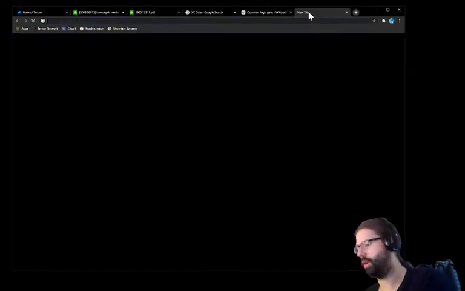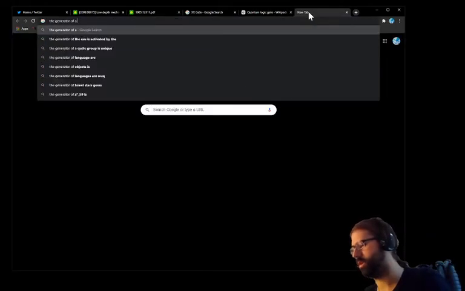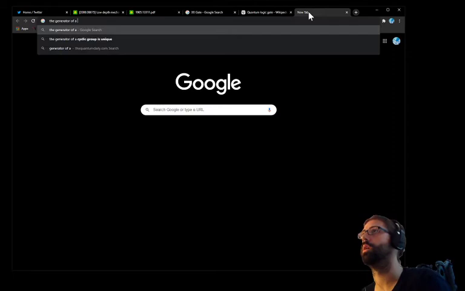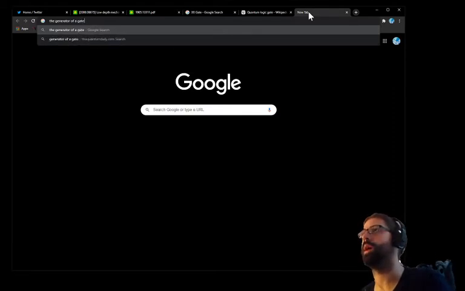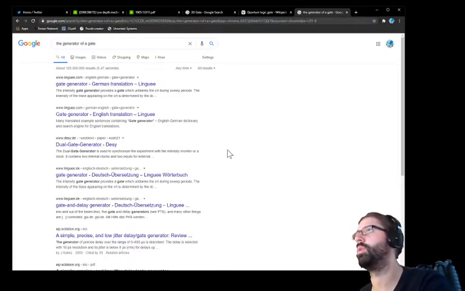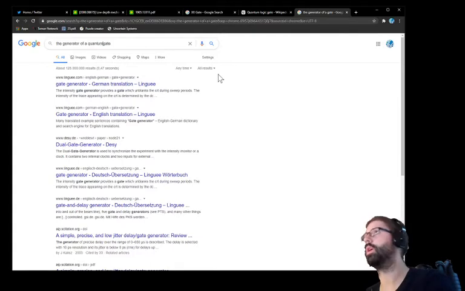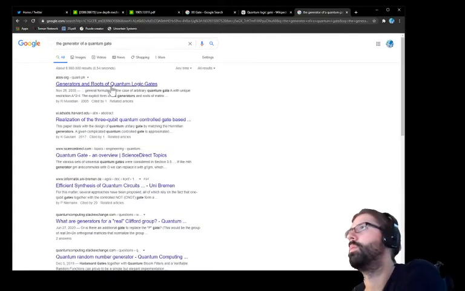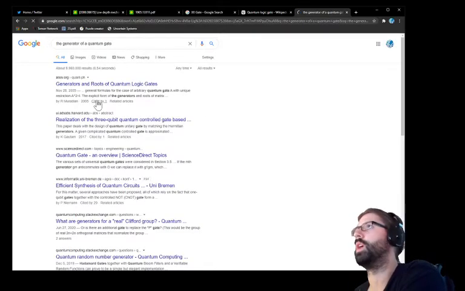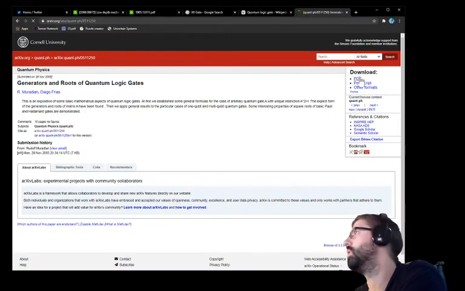What is the generator of a gate? Because whenever I hear the word generator, I feel like group theory or something. Gate generator, or quantum gate. Generators and roots of quantum logic gates. What is this?